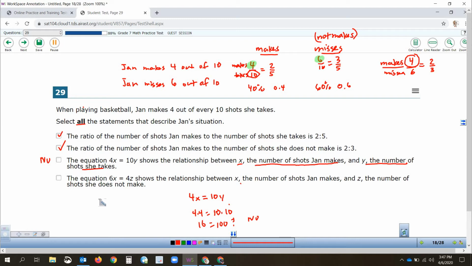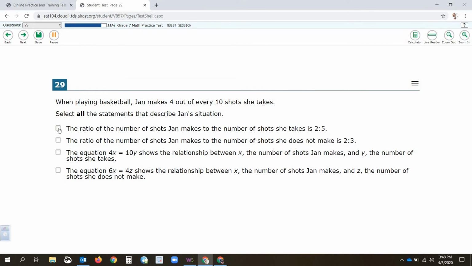All right, let's do this next one then. 6x and 4z. Now, x is still the number of shots she makes, which we said we can use 4 for. But now z is the number of shots she doesn't make. That's the one I went to use initially, and that's 6. What's 6 times 4? 24. What's 4 times 6? 24. Is that true? Yes. All right. So there we go. We're looking for the first, the second, and the third choices make it true. Sorry, the first, the second, and the fourth, not the third.